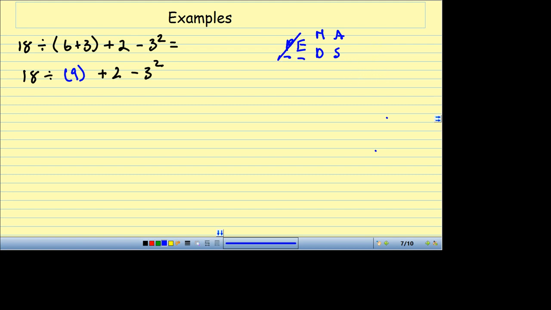Let's try the E's. Exponents. Well, I got an exponent right here, 3 squared. So that's going to be, and remember, the square only affects the 3. It doesn't affect the negative. So that just becomes 9. And I'm going to put everything else.